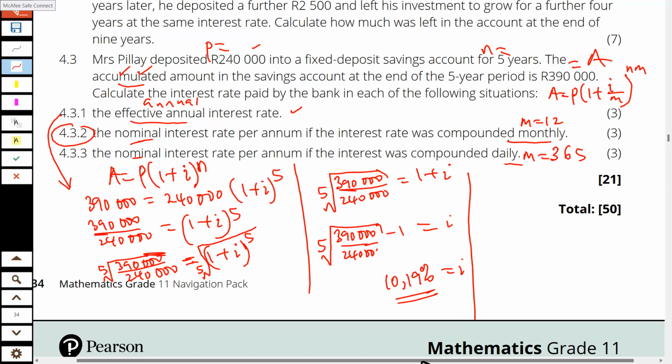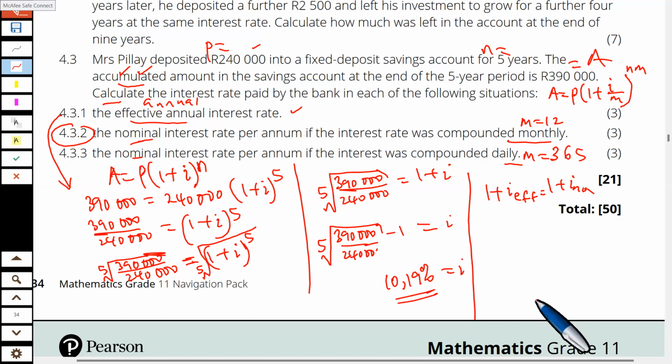Sure, I'm done, but I'm not sure about the answer. But I think the method is correct. So can you please do it so that we can discuss it. Okay, right. Because here we're saying the nominal interest rate. So obviously the question is we need to calculate the interest rate paid by the bank in each of the following situations. Calculate the nominal interest rate. So we use the formula 1 plus i effective is equal to 1 plus i nominal divided by what?